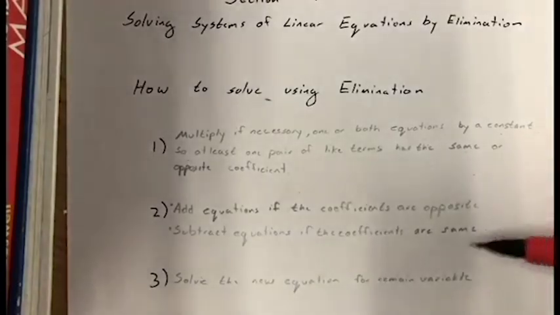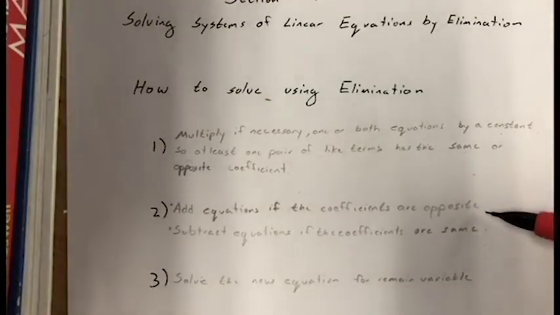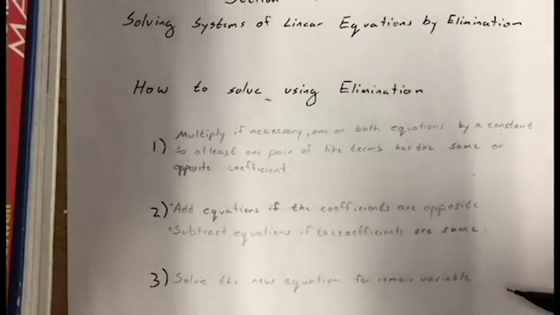So this right here, you have to make a decision. If they are opposite coefficients, you add. If they are the same coefficients, you subtract. Three, solve the new equation for the remaining variable. Four, substitute the value from step 3 into one of the original equations and solve.